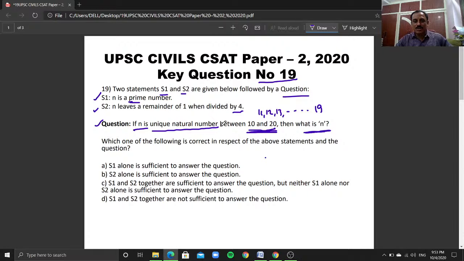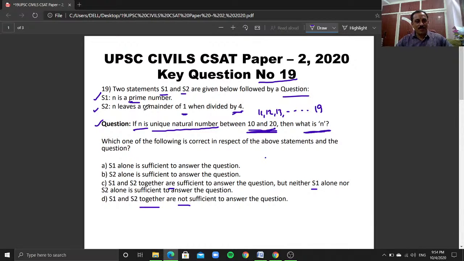And here, N is a prime number, and it should be between 10 and 20. N leaves a remainder of 1 when divided by 4. Okay. Then which one of the following is correct in respect of the above statements and the question? A: S1 alone is sufficient to answer the question. B: S2 alone is sufficient to answer the question. C: S1 and S2 together are sufficient to answer the question, but neither S1 alone nor S2 alone is sufficient to answer the question. And finally, option D: S1 and S2 together are not sufficient to answer the question.